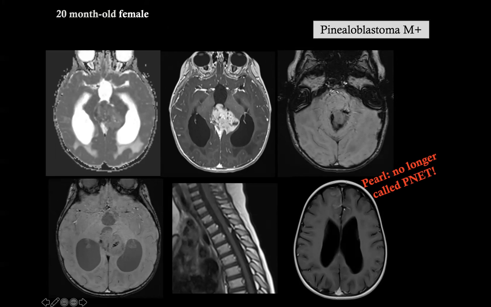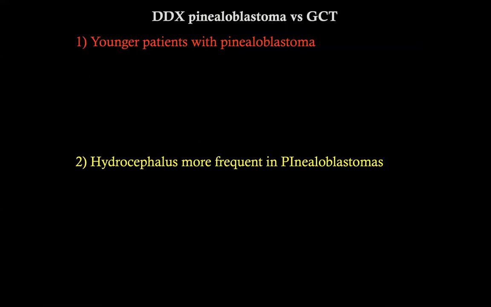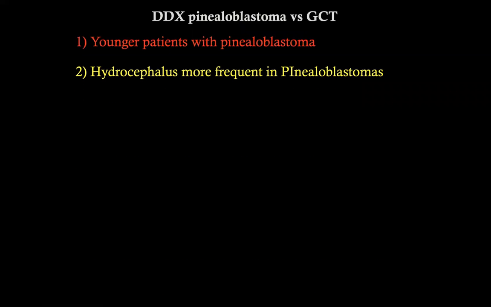Again, very young patient. So what are the main differential diagnoses between pinealoblastoma and germ cell tumor? First of all, younger patients in pinealoblastoma and in general in embryonal tumor. Hydrocephalus is more frequent in pinealoblastoma. And if you see bifocal and or basal ganglia involvement, think germ cell tumor.